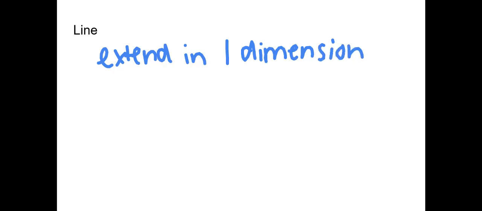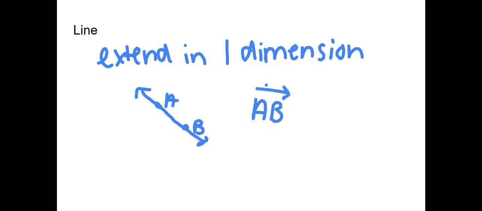Okay, if I have 2 points, A and B, a line is going to go through them and it's going to go on in both directions forever. We would symbolize this line with A, B, and then arrows going in both directions. So lines go in both directions through at least 2 points.